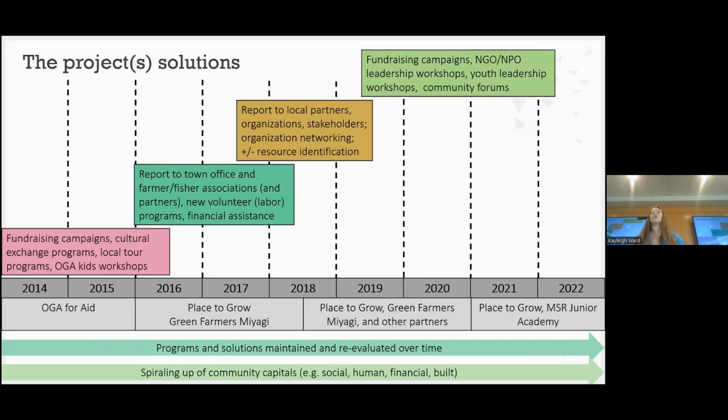So a lot of this is fundraising campaigns. Over time, we had about $2 million of impact in this community, which was quite good. We had those reports to the town office. We created a new labor program for how farmers could hire outside sources of labor. We did reports to local partners on issues, like a newsletter kind of. And then we also, of course, had academic publications come out of this.